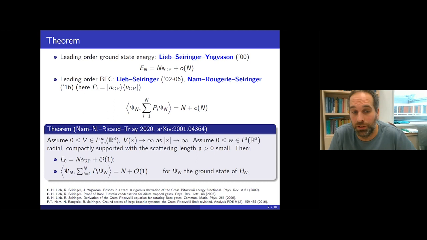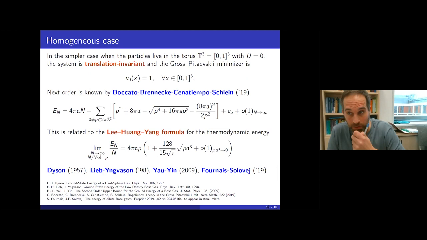So the result that I mentioned before, the last one that we did, has been earlier proven by a group from Zurich, the group of Benjamin Schlein, where they considered a simpler situation when the system was translation invariant. So there was no external trapping. They considered a system in a box of size one with periodic boundary conditions. Okay, so in this setup, your Gross-Pitaevskii minimizer is just a constant function. It turns out you can prove that.